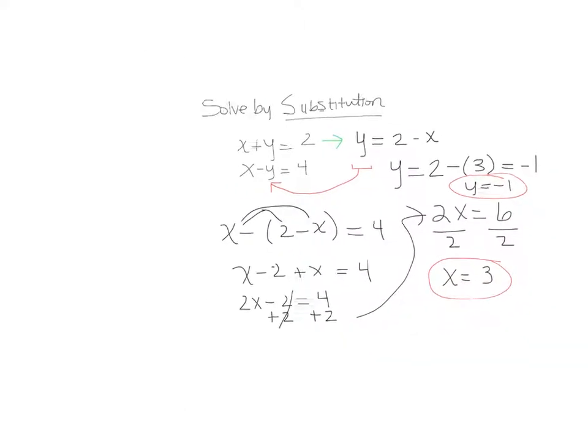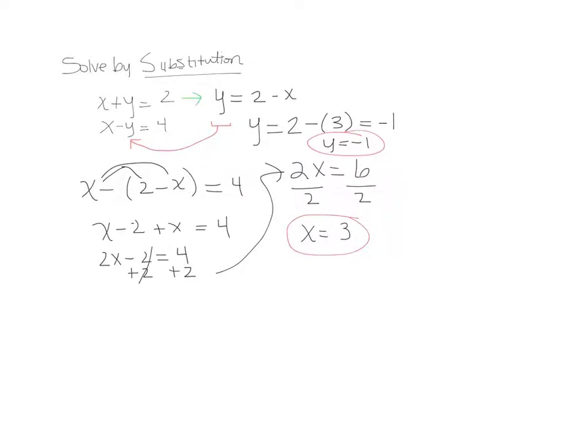Let me go ahead and zoom out just a bit, move this over. So typically when we're answering or solving a system, we give our answer as an ordered pair. And in this case, the answer here is 3, negative 1.